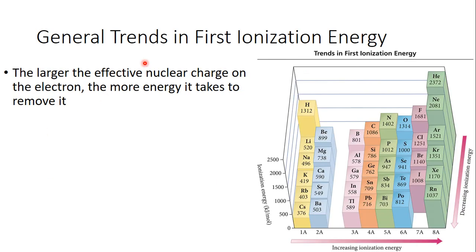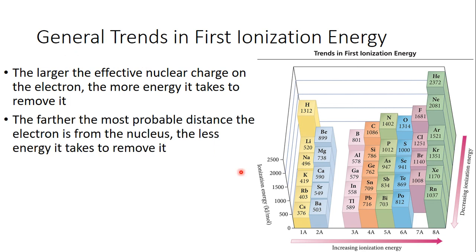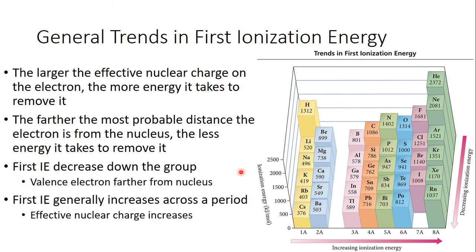Now, the trend in ionization energy is the bigger the effective nuclear charge on an electron, the harder it is to remove it, the more energy you need. That makes sense. Electrons are negative, the nucleus is positive. So if an electron is feeling a lot of positive charge, it's not going to want to move away from that, so you'll have to put a lot of energy into it to remove it. Also, if your electron is very far away from the nucleus, it's not feeling the nucleus as much, so it doesn't take much energy to remove that electron.